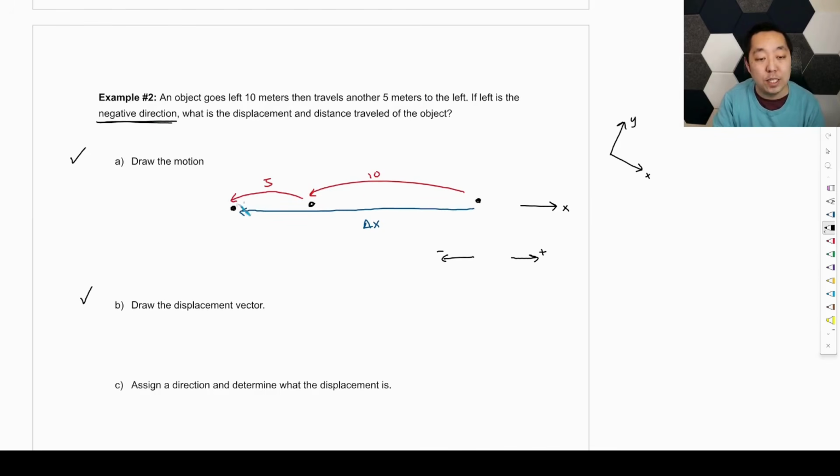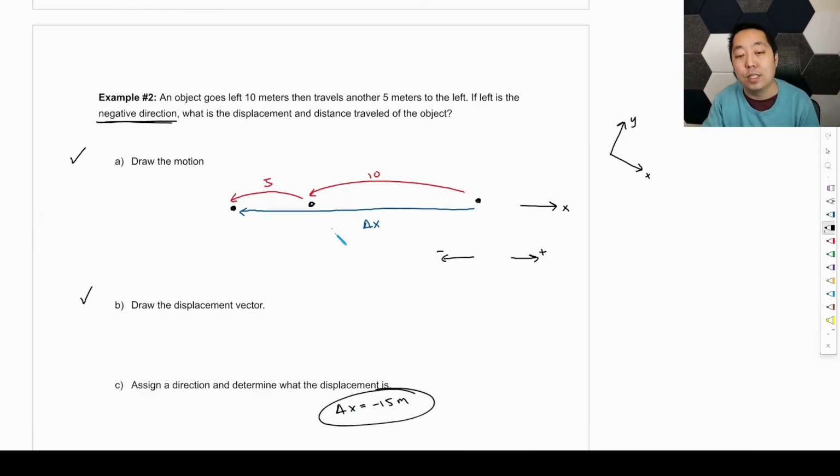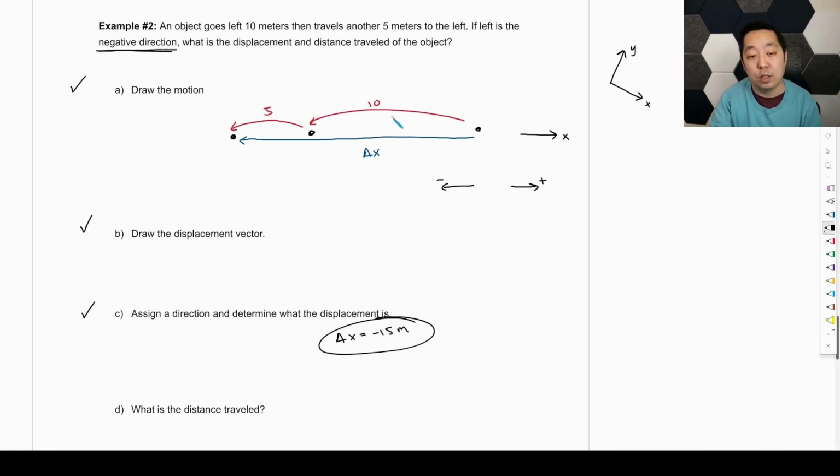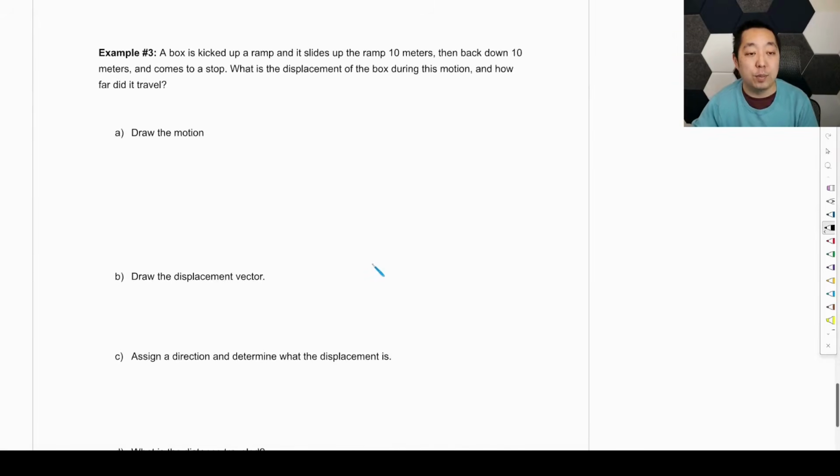So our displacement is to the left. What is that length? That length is 15. Okay, 15 meters. So our displacement is then going to be negative 15 meters because they said left was the negative direction. Okay, which meant right is the positive direction. What is the distance traveled? Well, it went 10 meters and then 5 meters. It went 15 meters total. Okay, that's the distance traveled, which, again, we don't care about the direction that it goes. We only care for distance like that. Okay, let's look at another example.